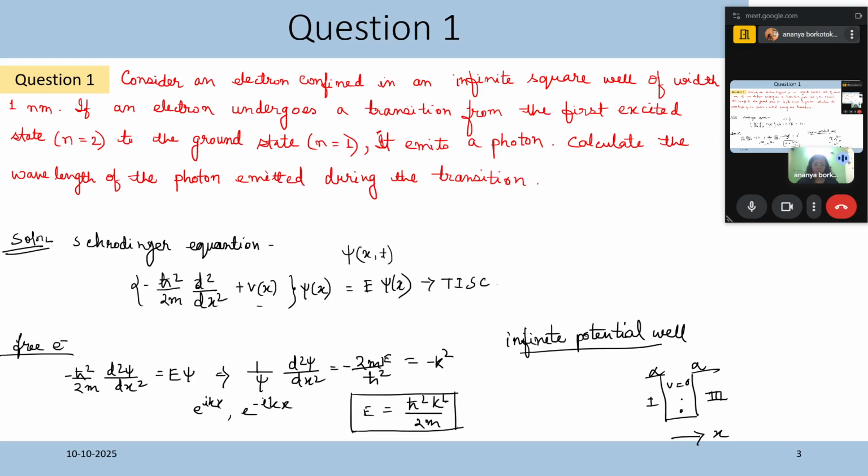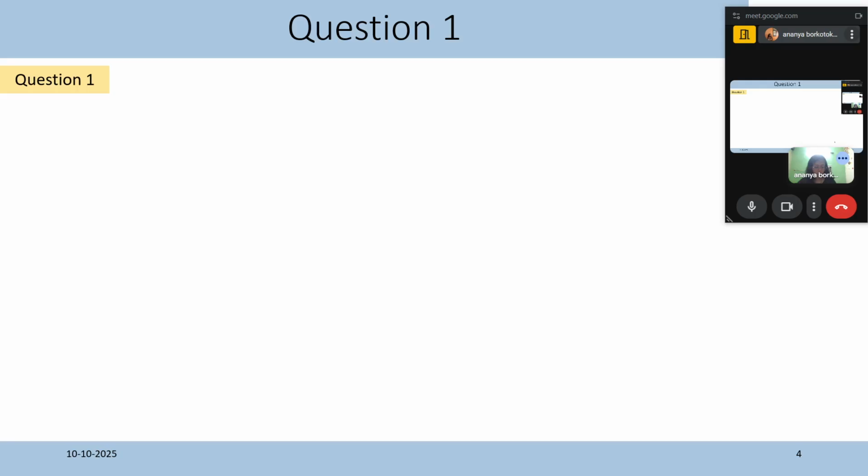So what is my wave equation in this scenario? In case of infinite potential well, we know that our wave function, the solution of the Schrödinger equation, I am not going into the details of how we can solve it. We have done this in earlier weeks. So our wave function is something like this: a sin kx plus b cos kx.